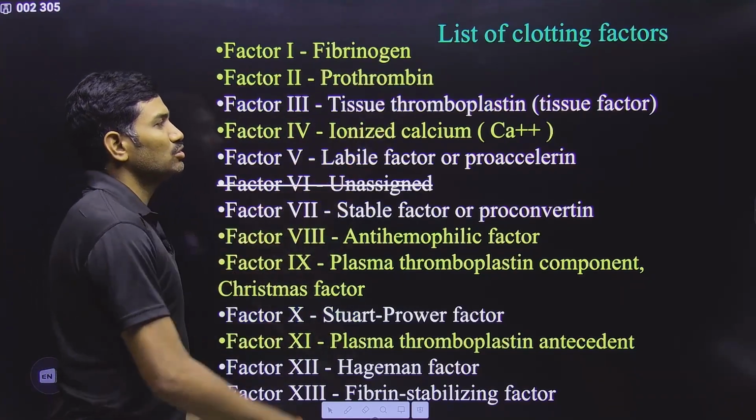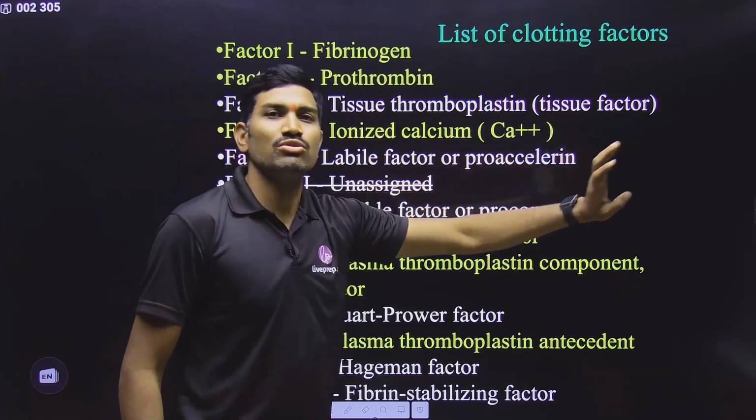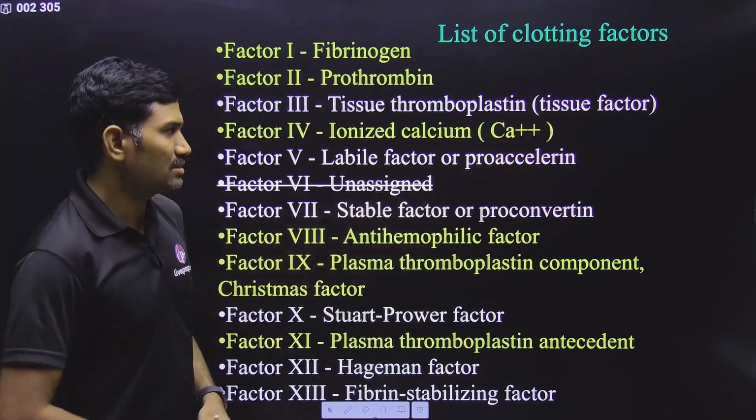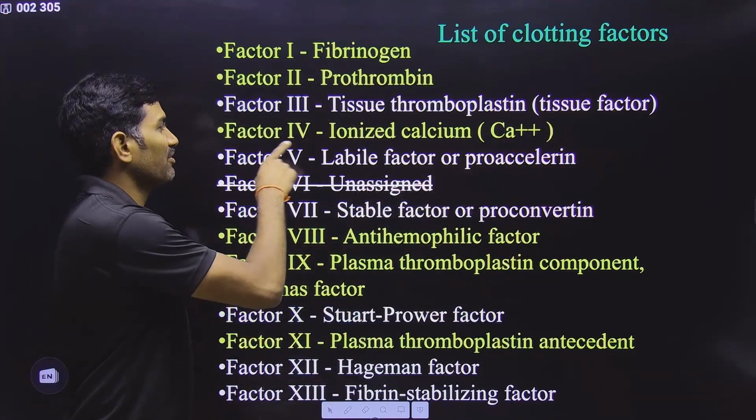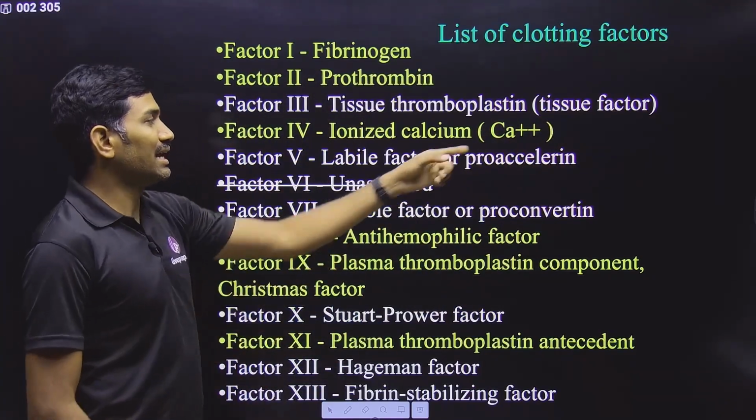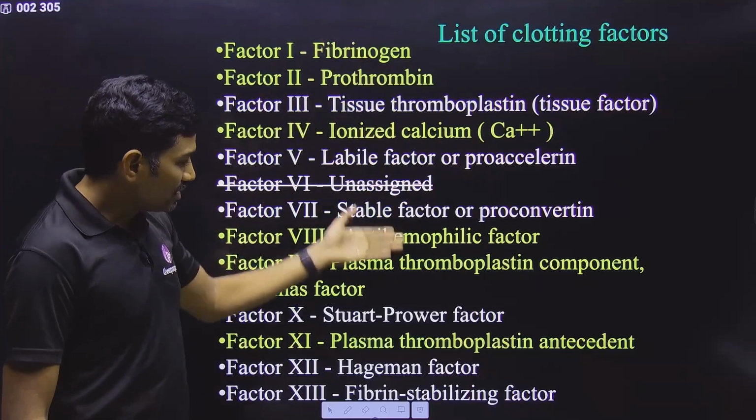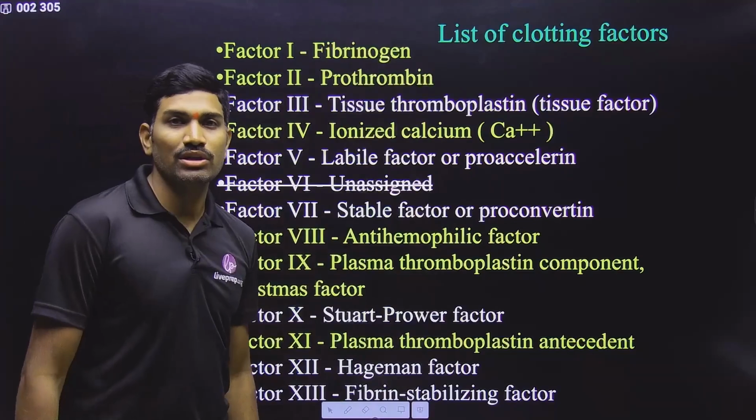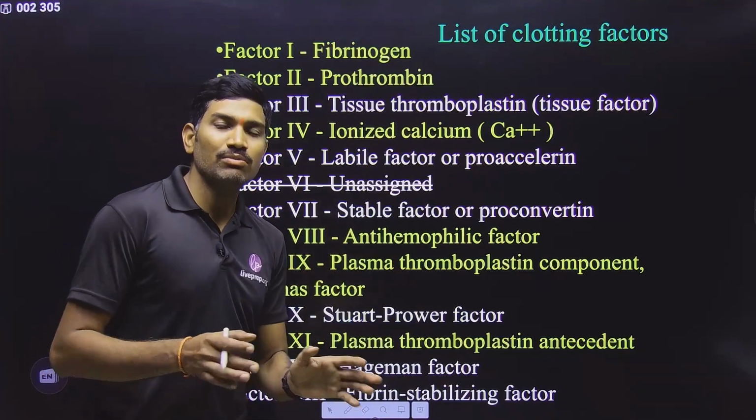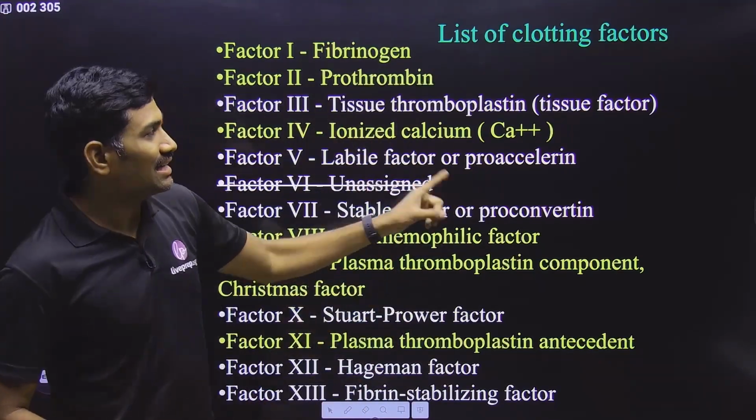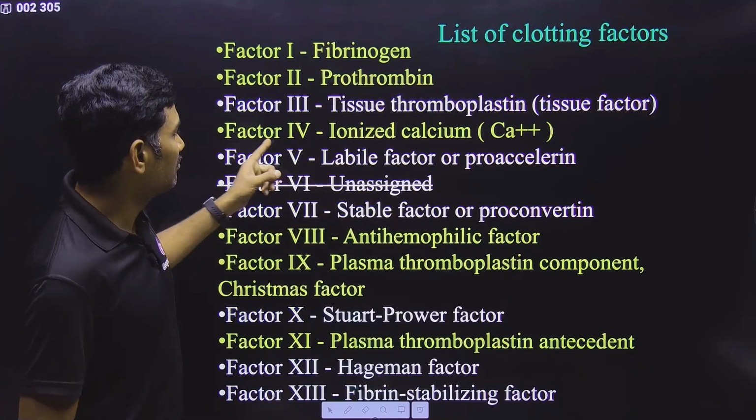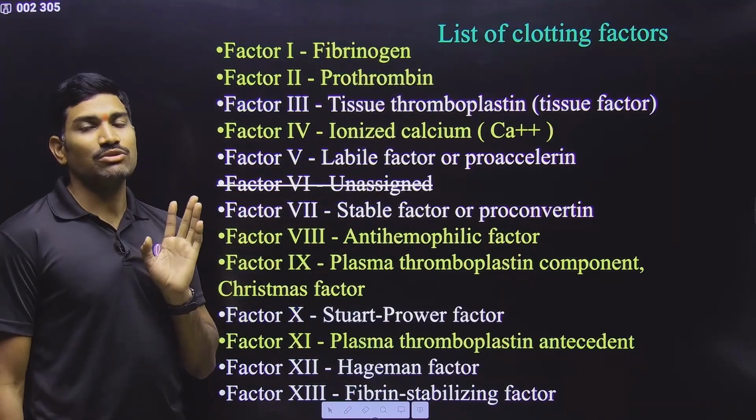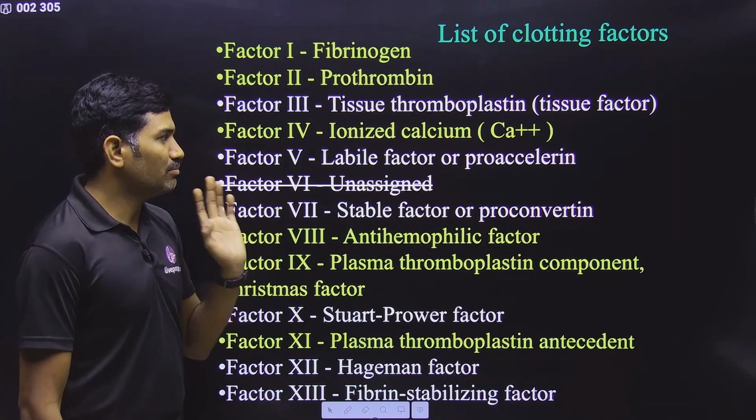Factor 3 is tissue thromboplastin. This is called the tissue factor. But you don't need to remember these names. But factor 4 you should remember, because this is calcium ion. Remaining all are proteins. Except calcium, all the rest are proteins. Only calcium is a non-protein. It is a mineral that acts as a clotting factor, and its number is factor 4. Please try to remember this. Very important for examination.